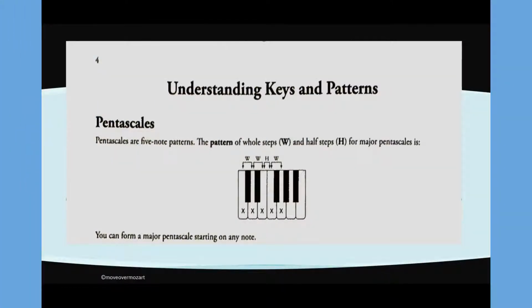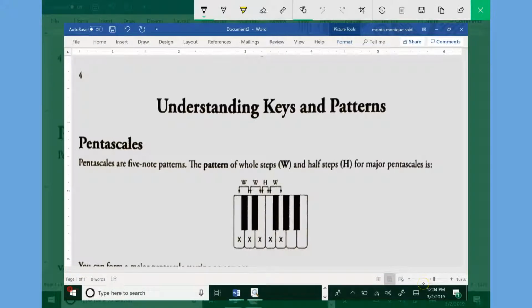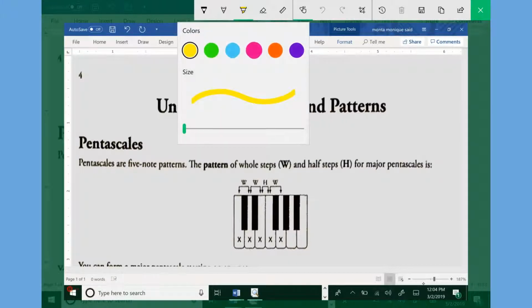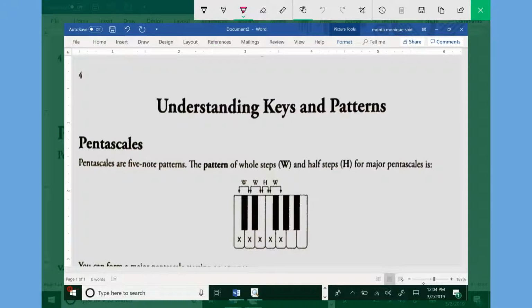Now that we've seen what pentascales look like on our piano, let's take a closer look at the pattern of whole steps and half steps. We want to look at the keys and the pattern that create a pentascale. So let's start by looking at the 5-note pattern. The pattern of a pentascale is made up of whole steps and half steps for the major pentascale.